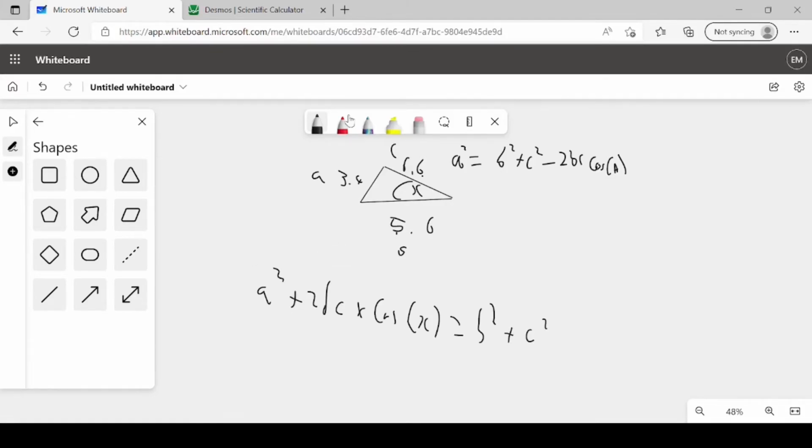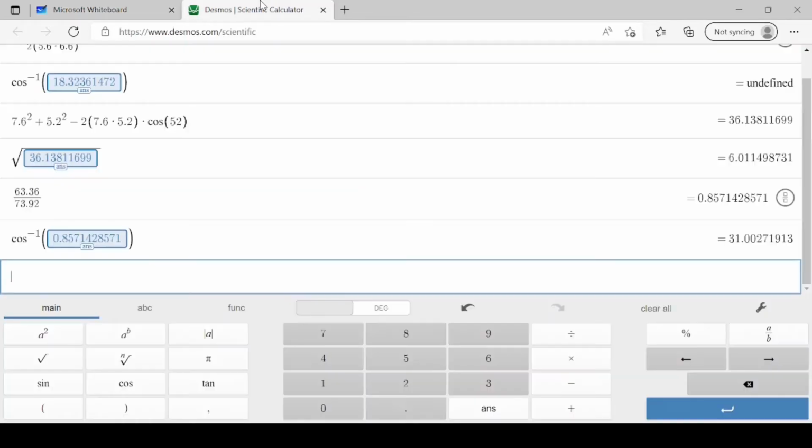So now we have to get rid of the A squared, so we just minus A squared from both sides. So we take away A squared, and the only thing left to do is get rid of the 2BC, and we can just divide. So we divide both sides by 2BC to get this. Cosine X is equal to B squared plus C squared minus A squared over 2BC. And now we just need to pop that into our calculator.